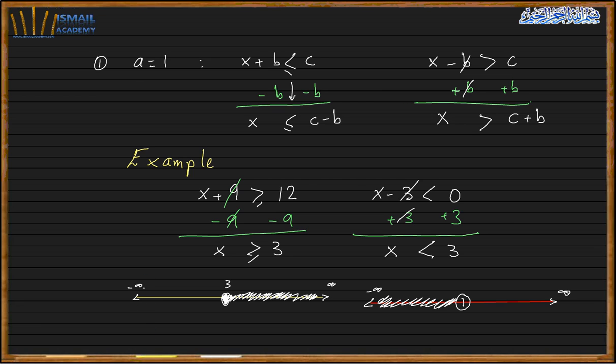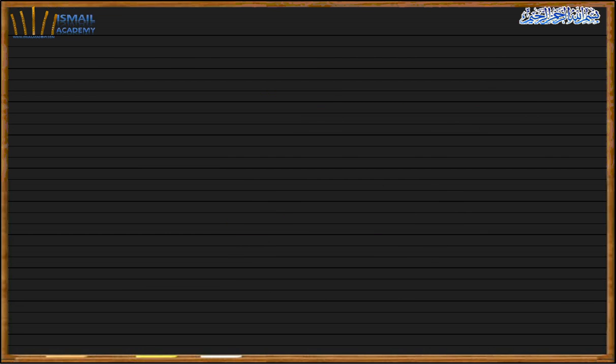Let's do another example. Suppose I have x plus 13 is greater than 17. Here we have addition, so what we do is subtract. I'm going to subtract 13 from both sides.